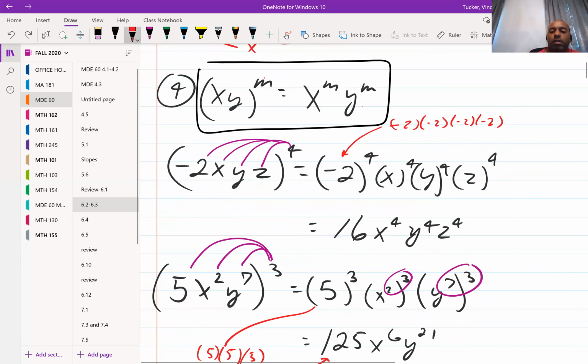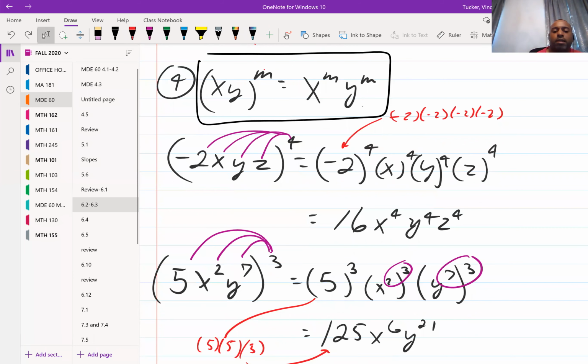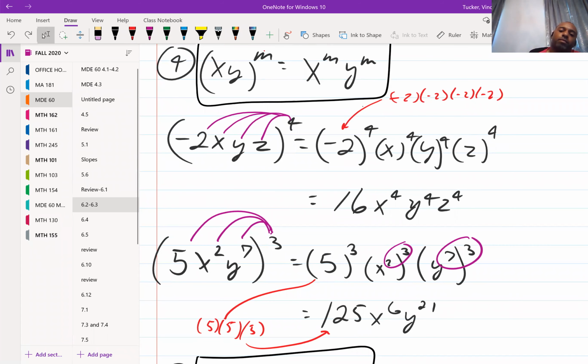All right. So 5 cubed, that's 5 times 5 times 5, which is 125. X to the 2nd cubed, raise a power to a power, multiply your exponents, so that's x to the 6th. And then y to the 7th cubed, multiply your exponents, it's y to the 21st. Any problems?